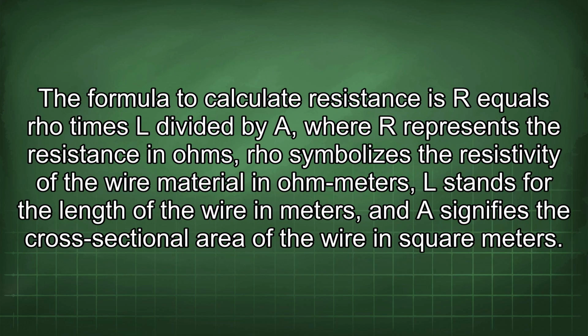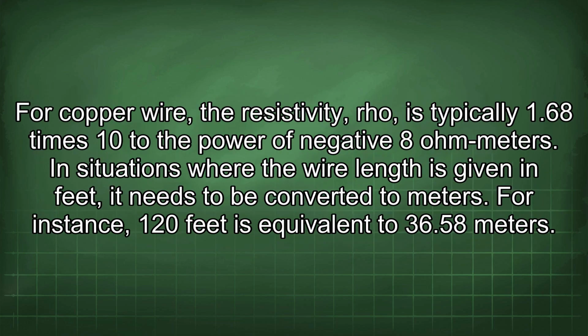The formula to calculate resistance is R equals ρ times L divided by A, where R represents the resistance in ohms, ρ symbolizes the resistivity of the wire material in ohm meters, L stands for the length of the wire in meters, and A signifies the cross-sectional area of the wire in square meters. For copper wire, the resistivity ρ is typically 1.68 times 10 to the power of negative 8 ohm meters.